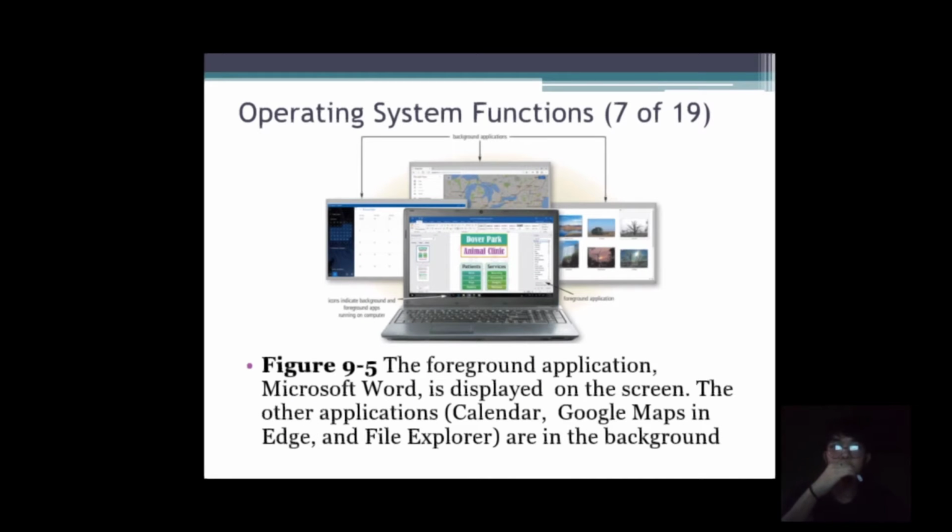Next slide is operating system functions 7 of 19. Figure 9-5. The foreground application, Microsoft Word, is displayed on the screen. The other applications, Calendar, Google Maps in Edge, and File Explorer, are in the background.